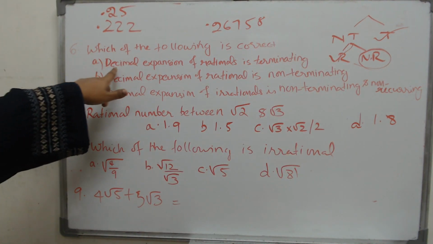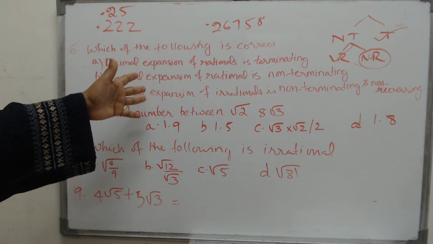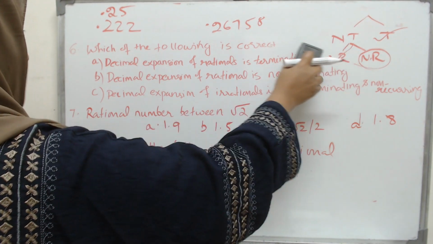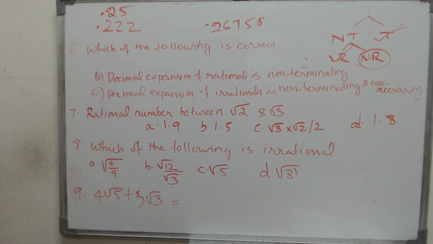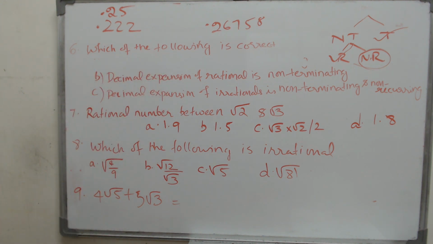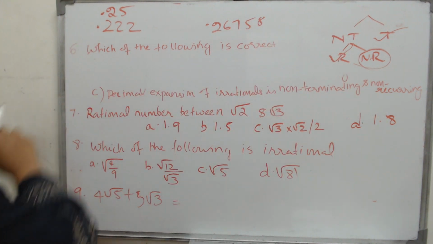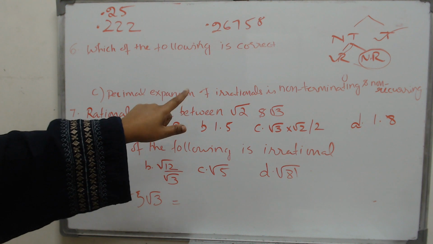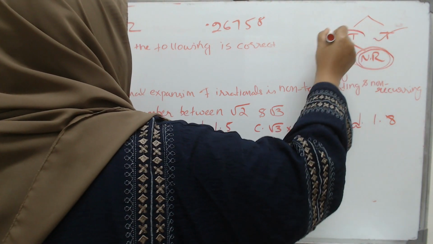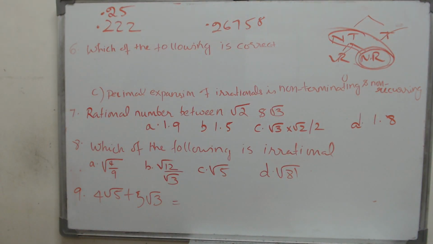Now look at this question. Decimal expansion of rationals is terminating. It is only partly true. In some cases it will be non-terminating and recurring. So this is wrong. What about the second one? Decimal expansion of rationals is non-terminating. Again wrong. It can be terminating. So your last one is the correct answer. Decimal expansion of irrational numbers is what? Only it falls in this category. It will be non-terminating and non-recurring.